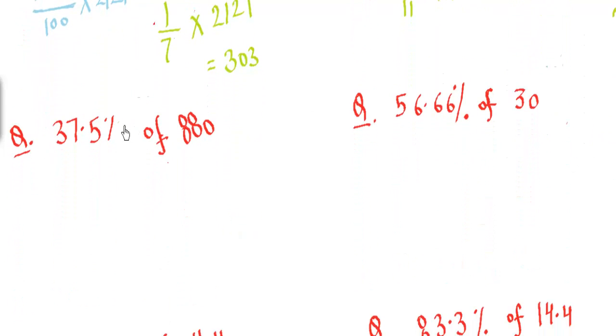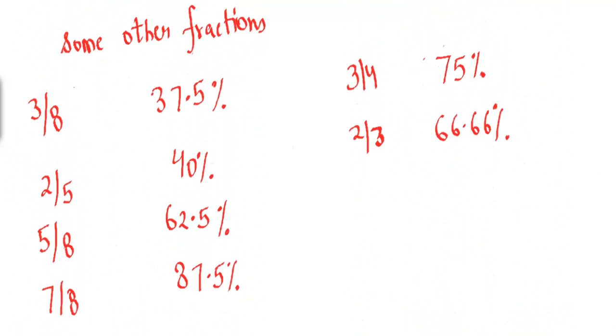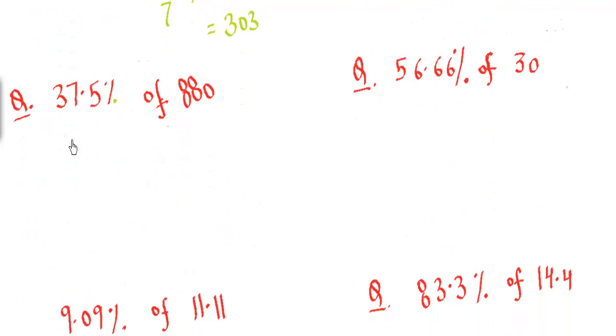Our third question is how to calculate 37.5% of 880. Similarly, we can look at the fractions. 37.5% is 3 by 8. So 3 by 8 into 880. So 880 by 8 will give me 110. 3 into 110 is 330.